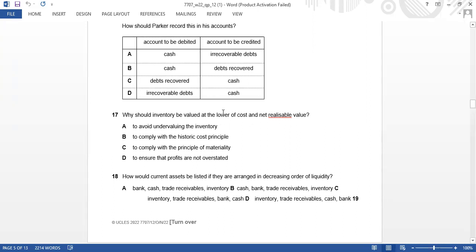If the closing inventory or the opening inventory is not recorded at the lower of cost or net realizable value, the profits will be overstated. So D is the answer.